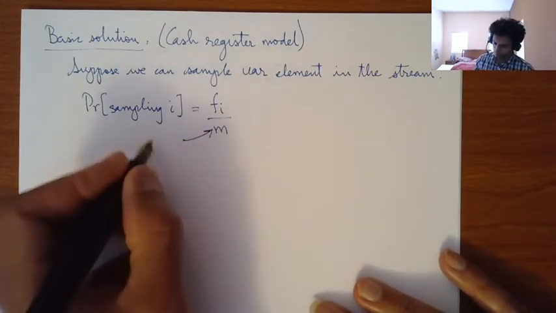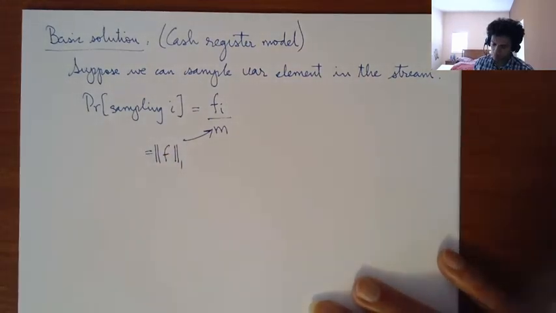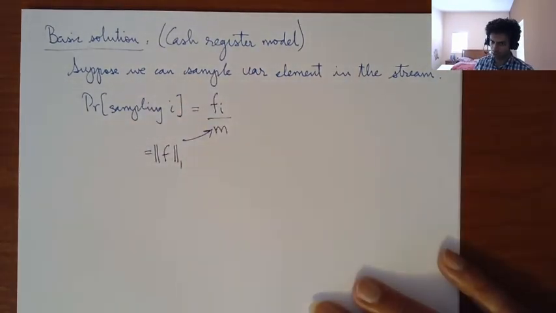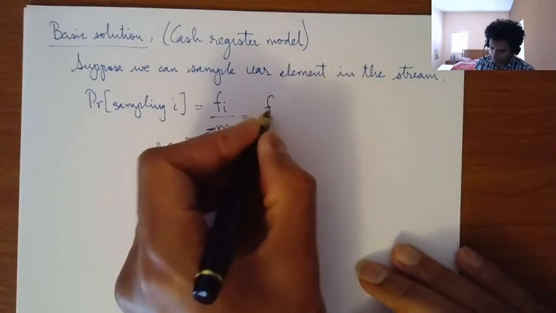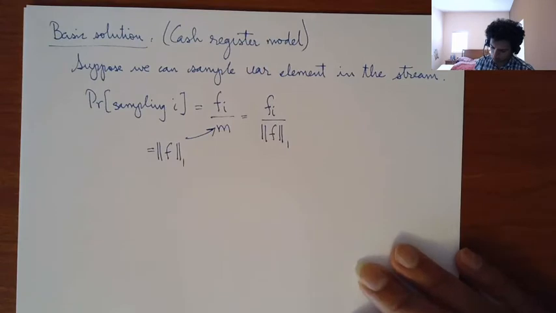And because m in this case is simply going to be the 1 norm, because it's the cash register model, right? So this is essentially doing that.